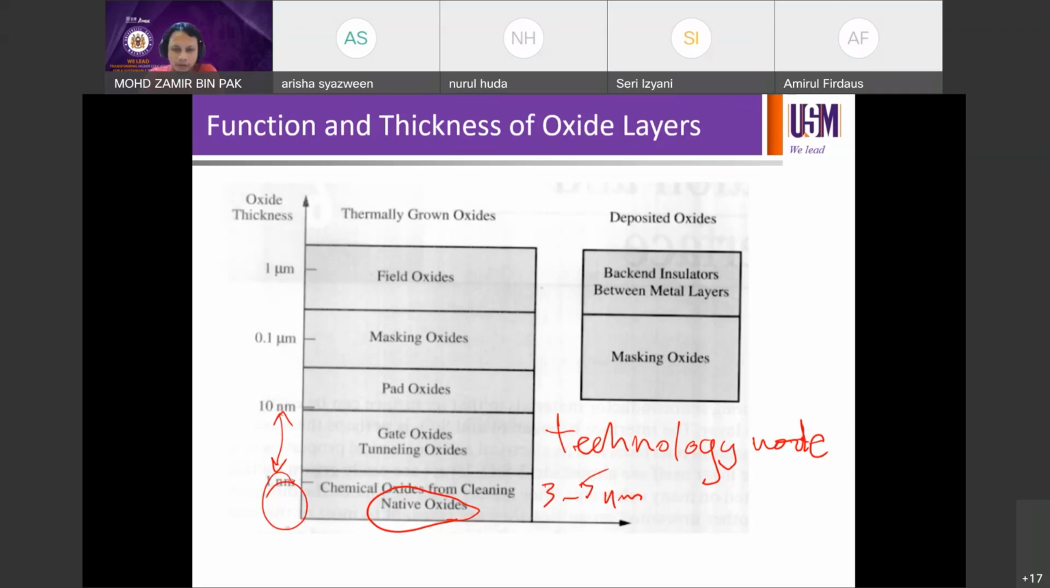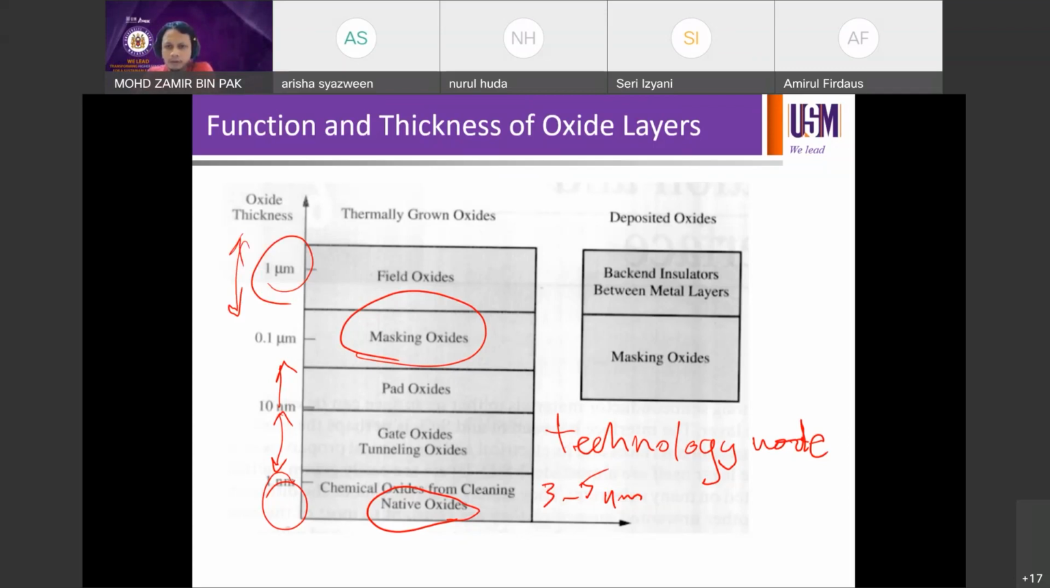If you're talking about pad ox, we will see later what pad ox actually is in the fabrication steps. So pad ox is usually a couple of tens of nanometers, right? Tens of nanometers, pad oxide, and then masking oxide depending on the dopant type, temperature, diffusion time. So it ranges across. For example, now we talk about 0.03 micron. If talking about field ox, then it's one of the thickest ones. Okay, 1 micron in this case, very, very thick.